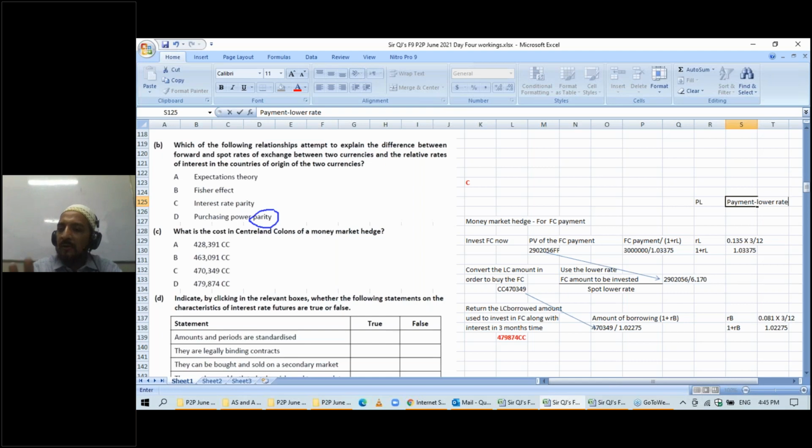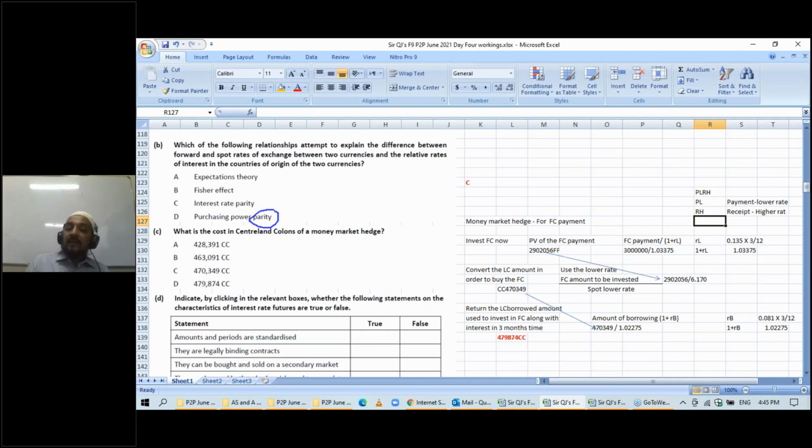Whether it's a forward contract, a spot rate, or a money market hedge, everywhere use the lower rate. And in case of a receipt, RH: in case of receipt, use a higher rate. So make a mnemonic, PL, RH. This becomes a mnemonic for you. Okay, now is it easy now?